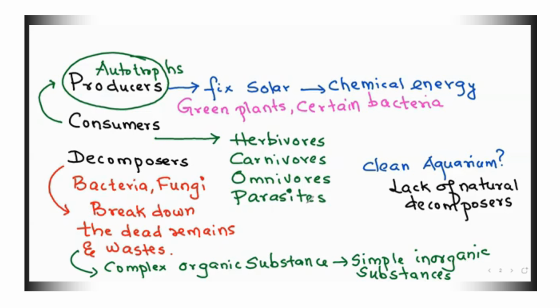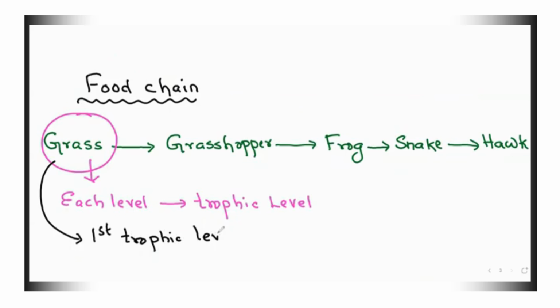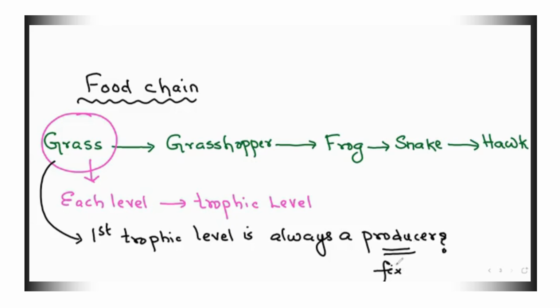There is a board question from that: why is the first trophic level always a producer? This is a board question. What is the reason for that? Because in every food chain, somebody should be there to make the food, and only producers can fix the solar energy. So that is why we always see a producer at the first trophic level.